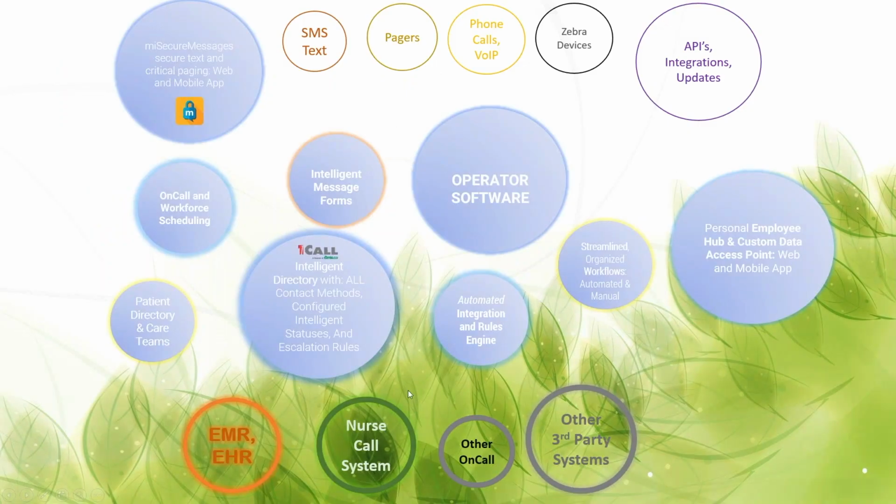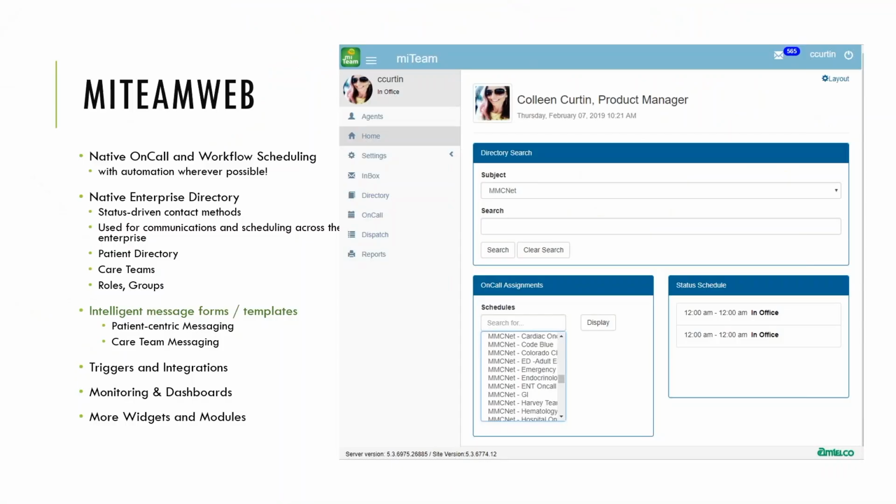Won't spend too much time on this screen, but just again, when we're talking about miSecureMessages and how it can play in with all of these blue bubbles here are Amtelco software, but then how they can all play together within an organization, leveraging other systems that might be at play as well or other contact methods. So all of these can play together. Here's My Team Web if you haven't seen it yet.